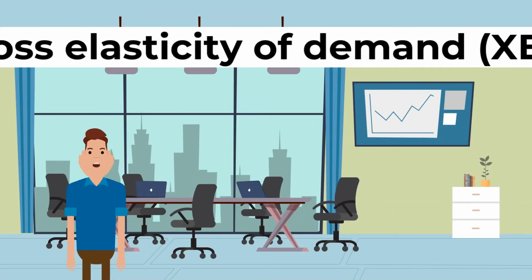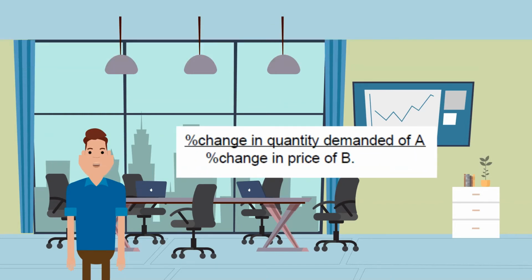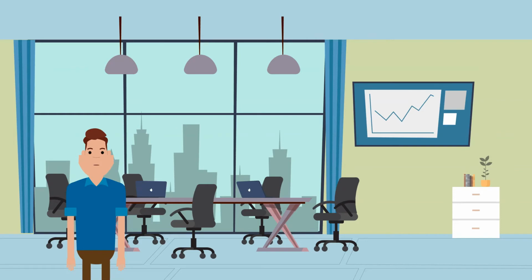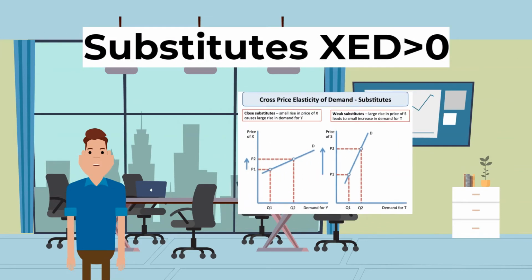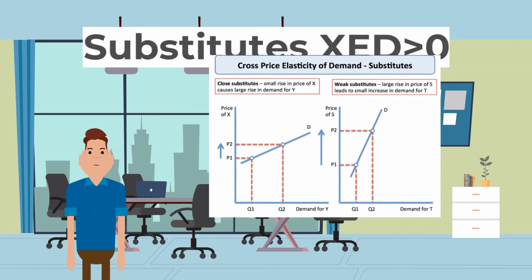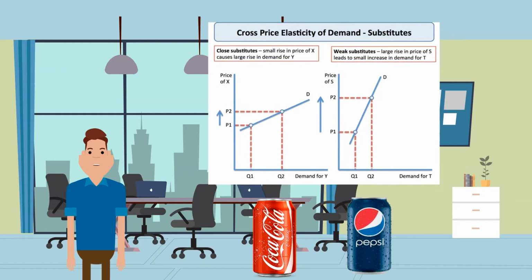Now, cross-elasticity of demand, or XED. This is the responsiveness of demand for one product to the change in the price of another product. So, what do the numerical values mean? 1. Substitutes are where XED is greater than 0. An increase in the price of good B will increase demand for good A. For example, Coca-Cola and Pepsi are substitutes.